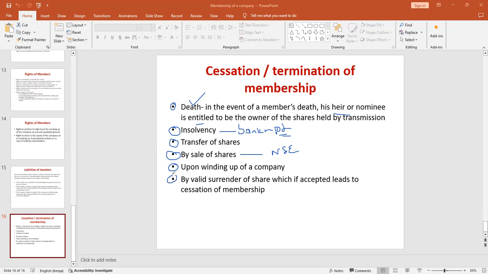Or if you surrender your shares, maybe you got your shares in a manner that was fraudulent, and this has come up. So now you need to surrender your shares. In that case, you cease being a member, or the membership is simply terminated.